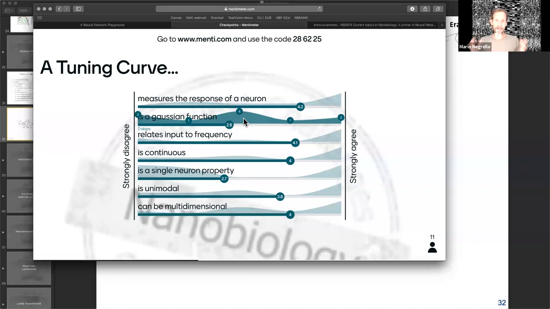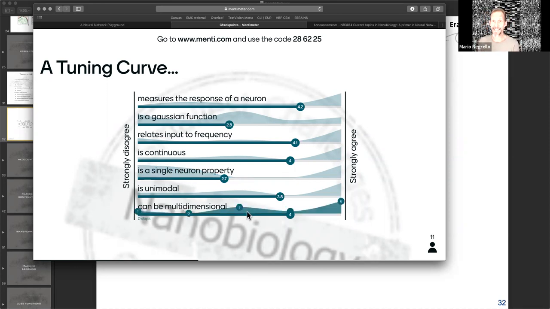It is definitely a single neuron property. Although you can measure the tuning curves of a population, the question here is, what is the tuning curve of this neuron? You're recording a single neuron and you can only talk about the tuning curve of a single neuron. So basically that's the way that a single neuron responds to a class of stimuli. So it is a single neuron property effectively. Also, if that's not clear to some of you that responded here, strongly disagree that it's a single neuron property, surely multiple neurons can have tuning curves, but a tuning curve is a property of a single neuron.